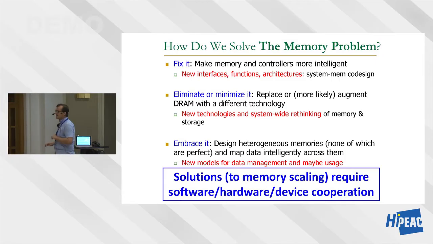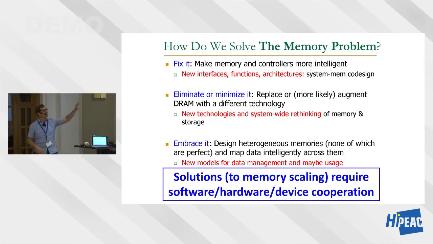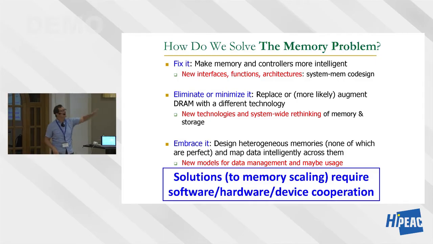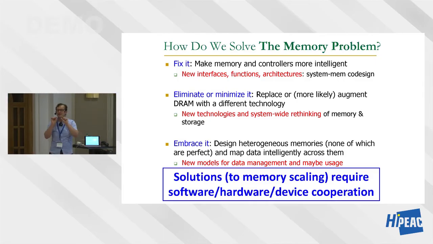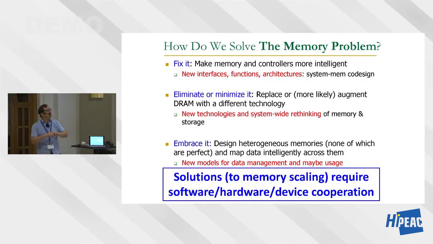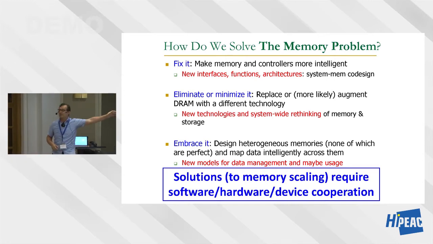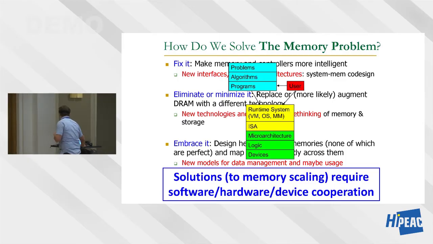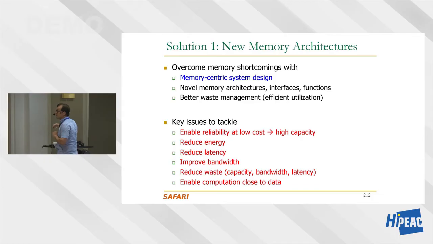So in the end, I think if you really want to solve the problem, you need to think across the stack, because none of these are at a single level. You really need to change some of the interfaces, functions, technology, and models with which you're managing data with. Okay, so you really need to think across the stack, I think. So let's take a look at the first solution direction in a little bit more detail. So how do we overcome memory shortcomings?